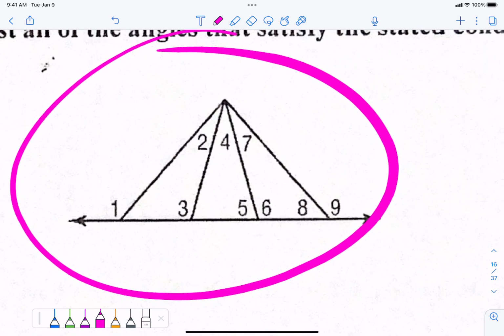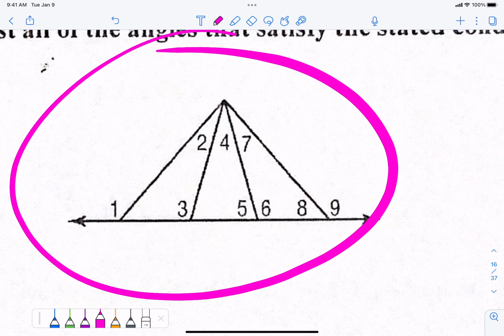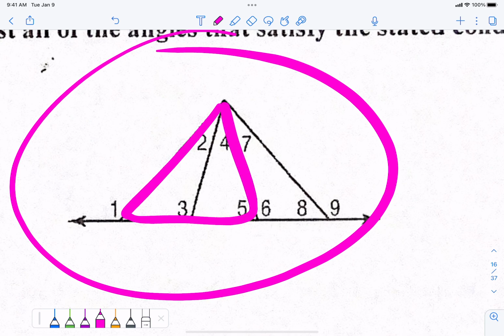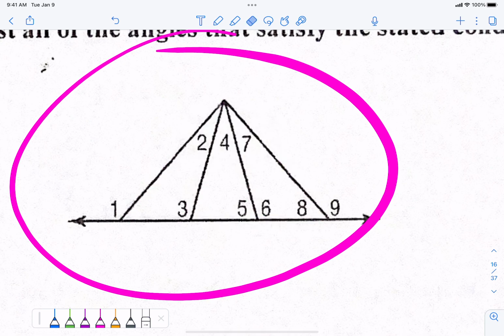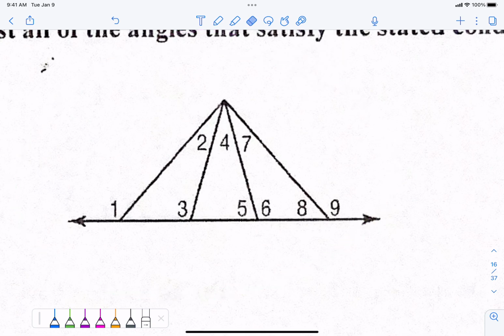How many triangles are going on in that thing? 1, 2, 3, 4, 5, 6. So we see these ones individually, right? Okay, but then you've got this one right here, and you've got this one right here, that's 2 more, and then the overall big one is 6. That's a lot of triangles going on at once, okay? We only focus on one at a time.